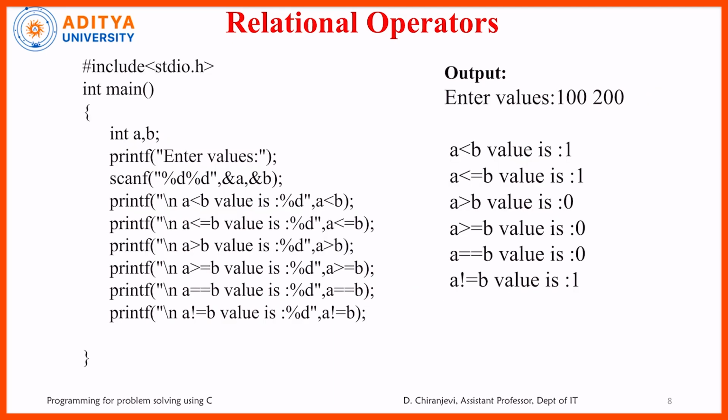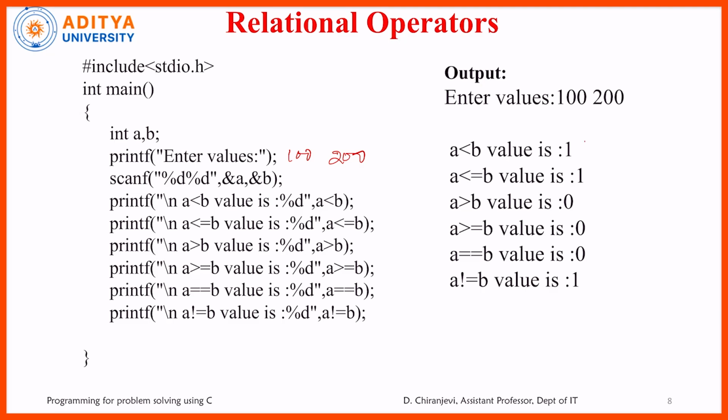Let's understand these relational operators with an example. You have given a value 100 and b value 200. Now a less than b: 100 less than 200, so true.